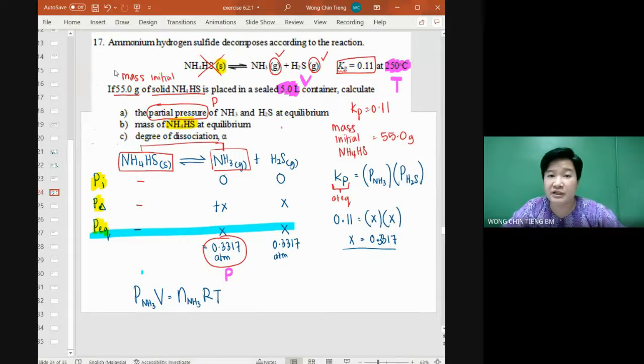Be very careful with the unit conversion. Your temperature right now is 250 degrees Celsius. Can I have the Kelvin?